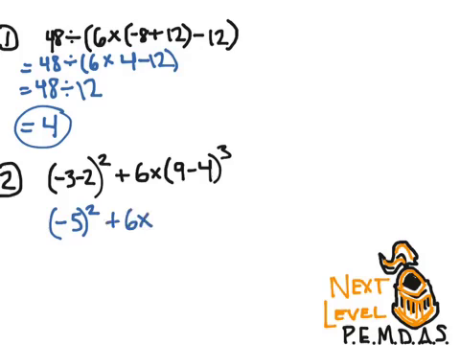We always just copy things down if we're not doing anything with them that step. 6 times 9 minus 4 cubed. Now what's 9 minus 4? We have 5. So that will be 6 times 5 cubed. Now, we didn't need to keep the parentheses with the second one, but we did with the first one because we need to know that that negative is still attached to that 5.